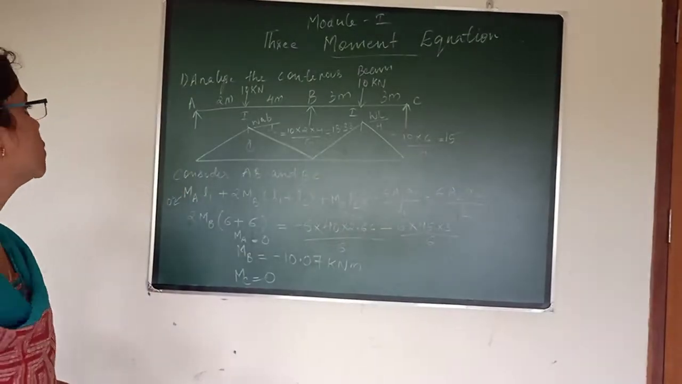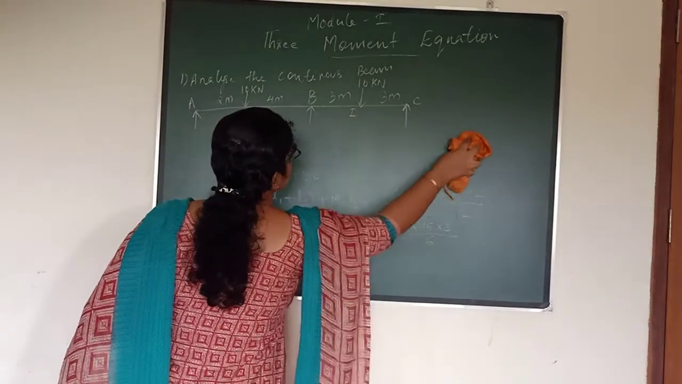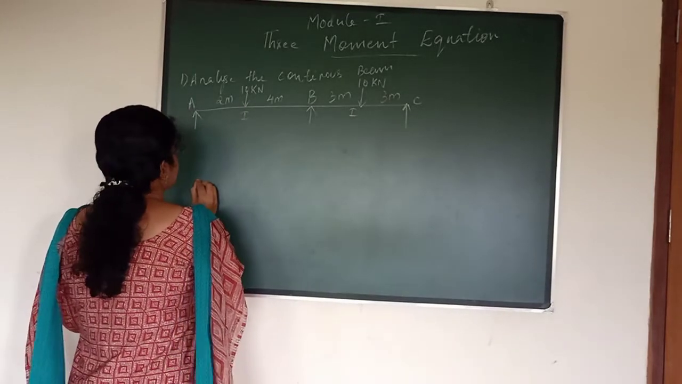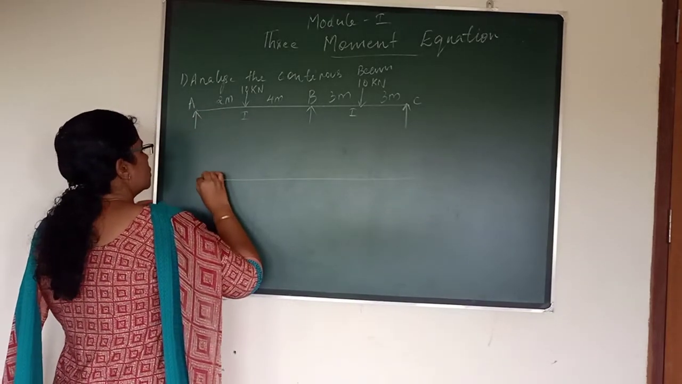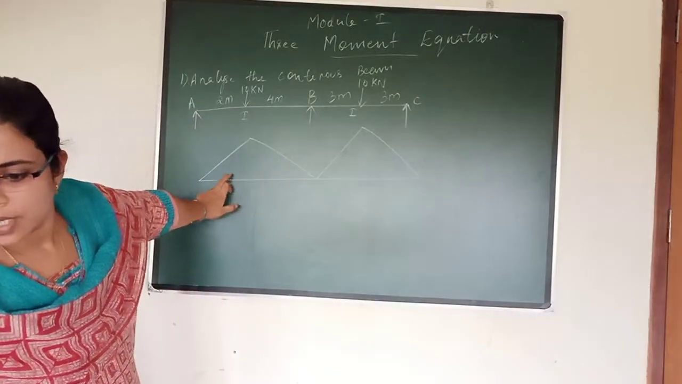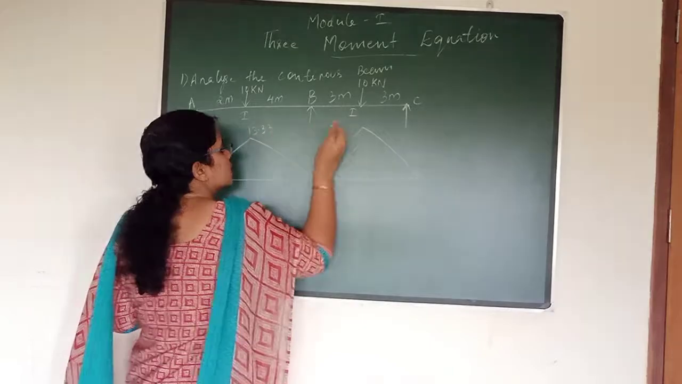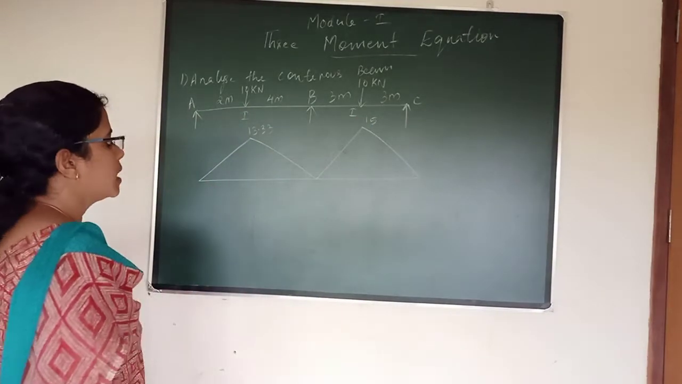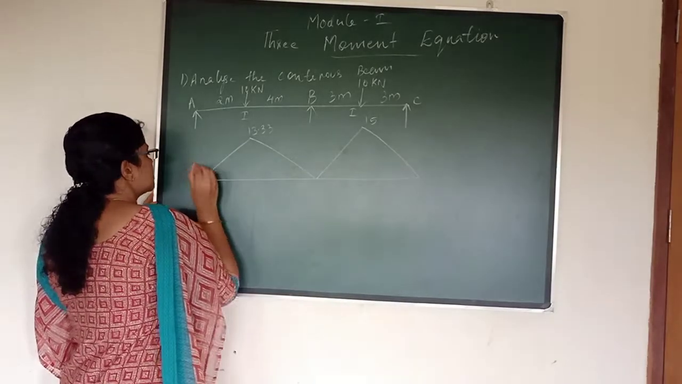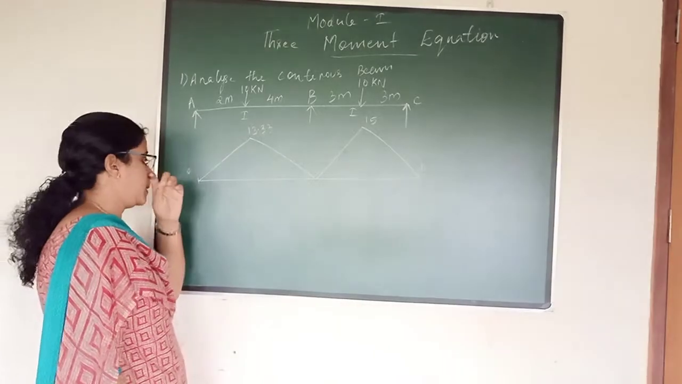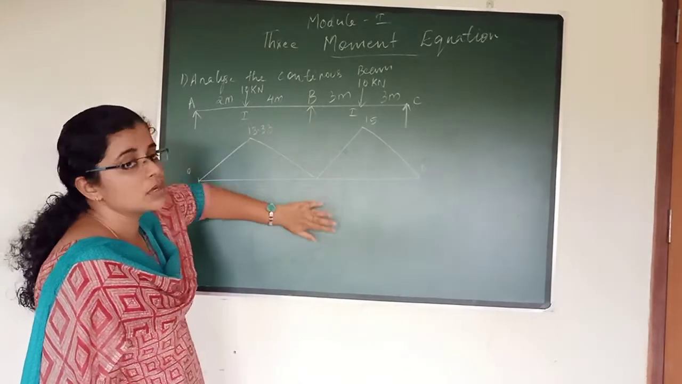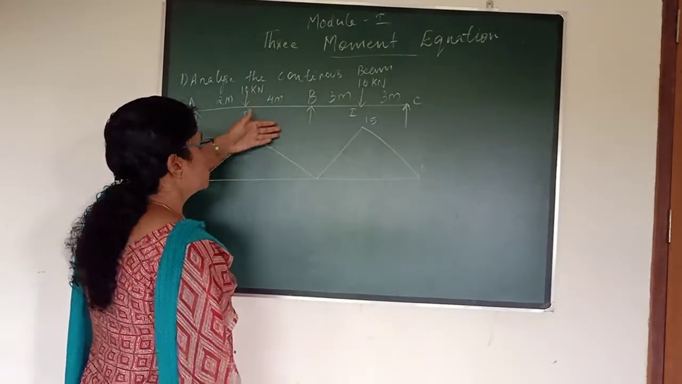After obtaining the moment values, we need to draw the bending moment diagram. For drawing the bending moment diagram, first we need to draw the free moment diagram as it is. The free moment diagram values are 13.33 and 15. Now along with this free moment diagram, we need to mark the fixed end values. MA is 0 and MC is 0 and MB is minus 10.07. All the moment values should be marked in a single direction, either upward or downward. So here we are adopting above the beam.